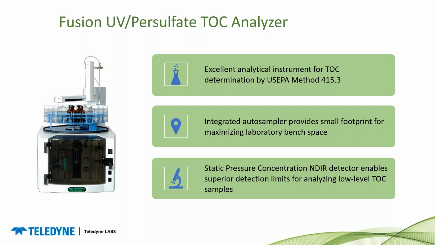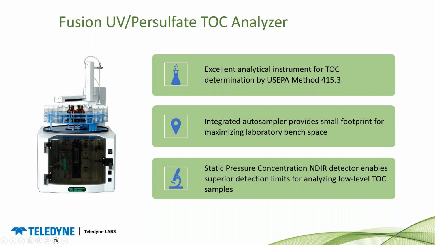The Fusion UV Persulfate analyzer is an exceptional analytical instrument for TOC determination by method 415.3. Its integrated auto sampler provides a small footprint for maximizing laboratory bench space. As you can see on top of the instrument here, that's your auto sampler, which is a carousel that will rotate around, and then you have your robotic arm that will move out and up and down to sample the vials.